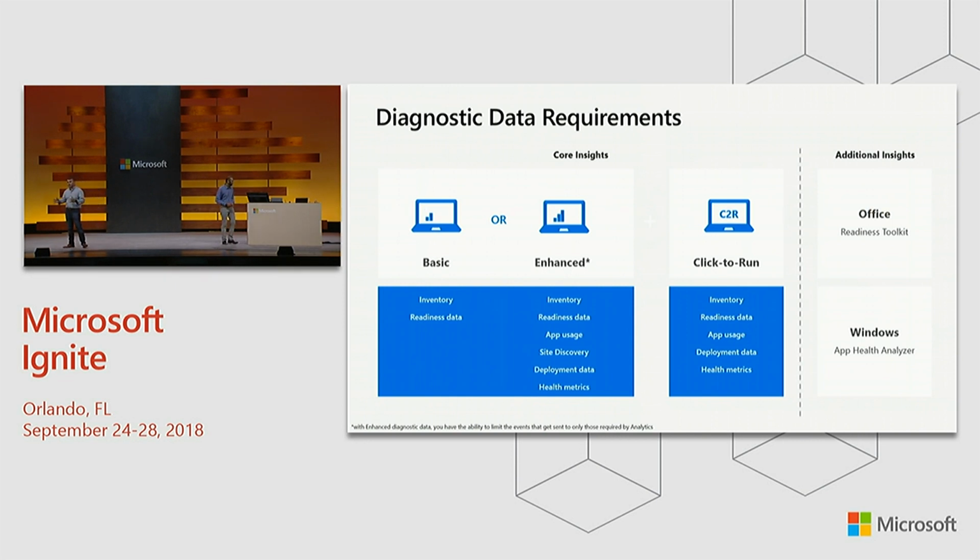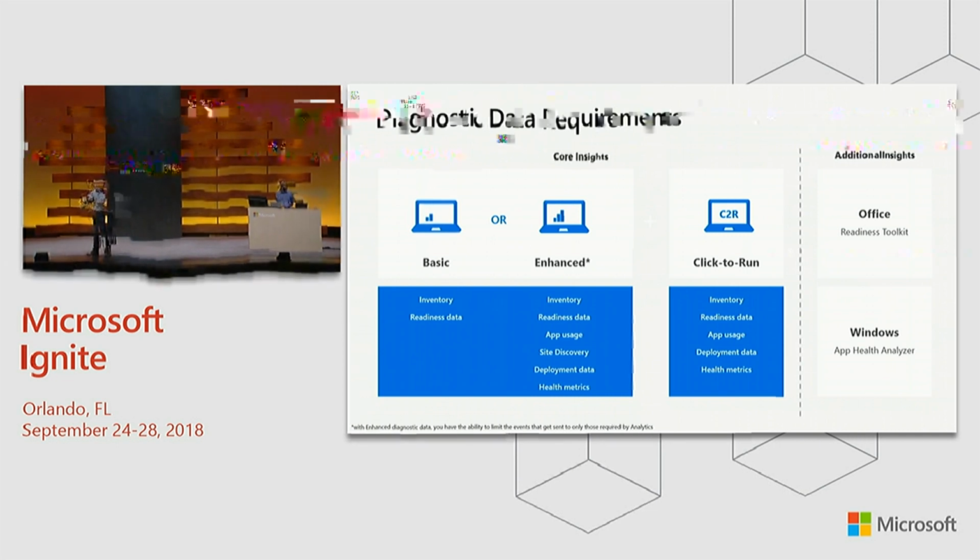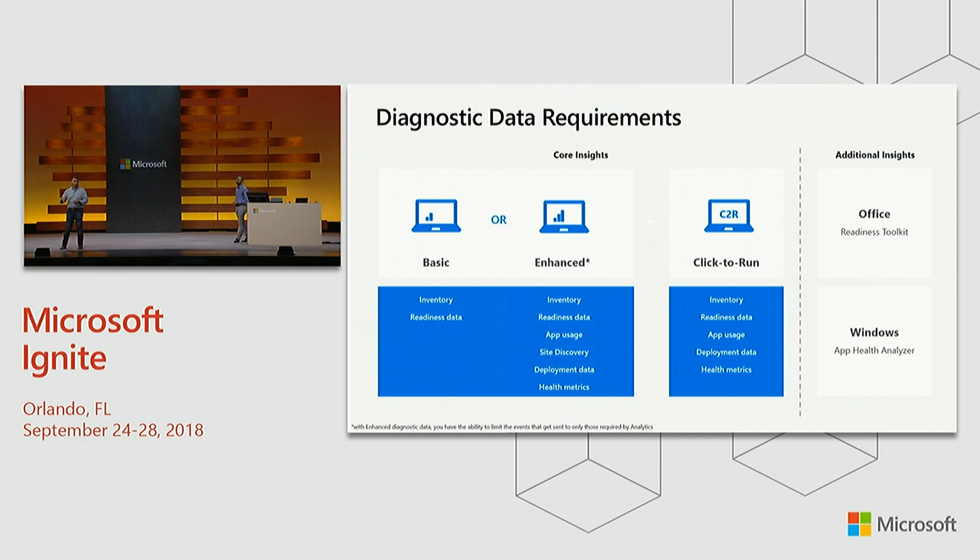So basic and enhanced are usually the two that people know about. We have this notion of enhanced limited, which was introduced later. But for diagnostic or telemetry requirements, we're really looking at those two parallelly. We want people to use enhanced because enhanced gives you the richest amount of data. So basic is what's required today for Windows Analytics. It gives you your inventory of your apps and your readiness data that's pulled from Ready for Windows, does that matching. But when we go to enhanced minus or limited enhanced, we start to get more data.